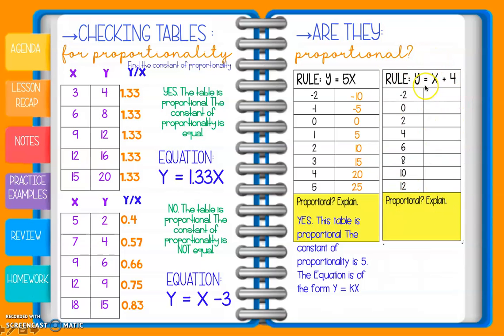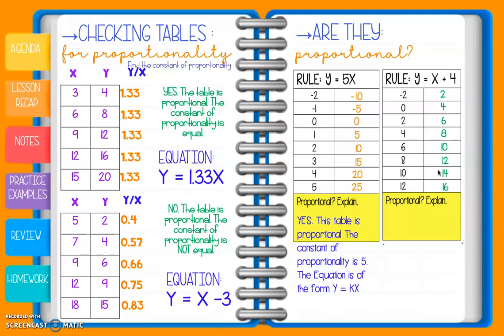If we look at this table, we have our x values, and we have the rule, or the equation, y equals x plus 4. So we're going to take all of our x values, and we're going to add 4. So -2 plus 4 would give us +2. 0 plus 4 would give us 4. 2 plus 4 would give us 6. 4 plus 4 would give us 8. 6 plus 4 would give us 10. 8 plus 4 would give us 12. 10 plus 4, 14. And then our last one would be a 16.